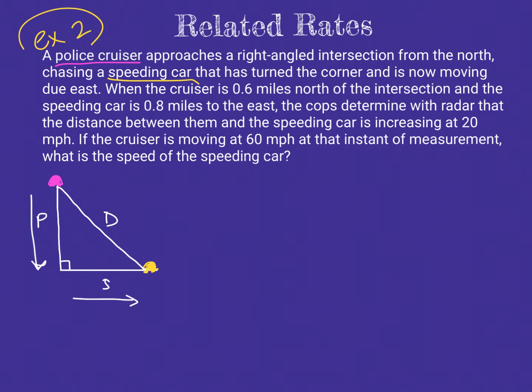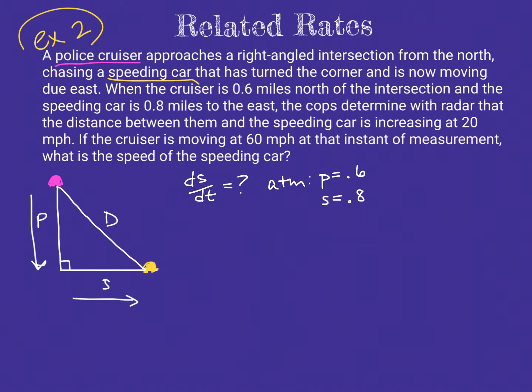Now let's figure out what we're being asked to find. We're being asked to find the speed of the speeding car at that exact moment. So that would be ds dt. So we're asked to find ds dt at a moment when we know a bunch of stuff. At a moment when we know the cruiser is 0.6 miles north of the intersection. So we know P, that distance, is 0.6. We also know that the speeding car is 0.8 miles to the east, so we know S, that distance, is 0.8. Then we also know some rates of change.